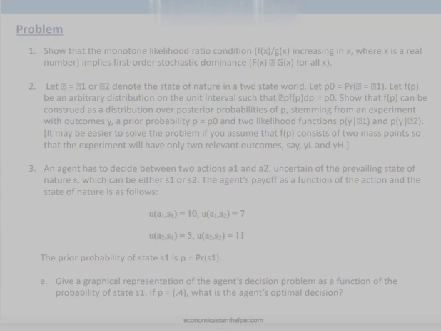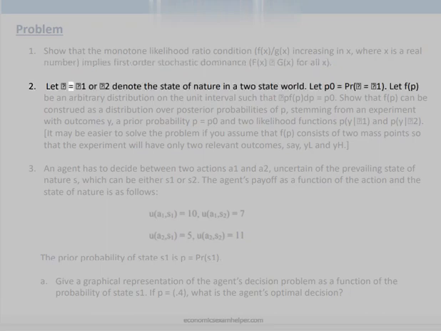Microeconomic Theory. Problem 1. Show that the monotone likelihood ratio condition, f(x)/g(x) increasing in x, where x is a real number, implies first-order stochastic dominance, F(x) ≤ G(x), for all x.